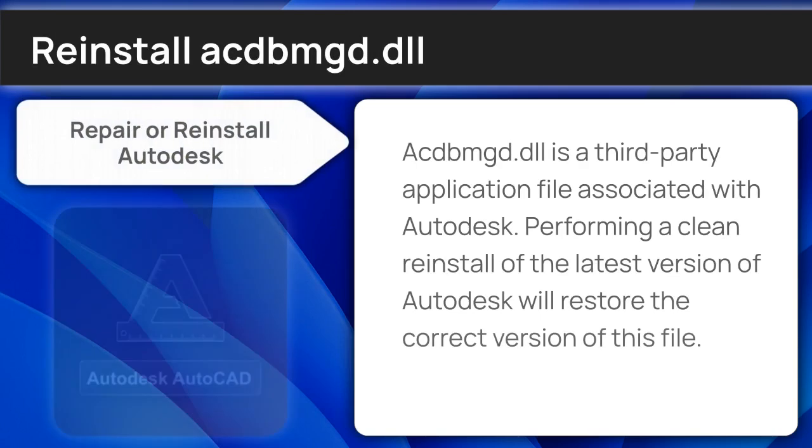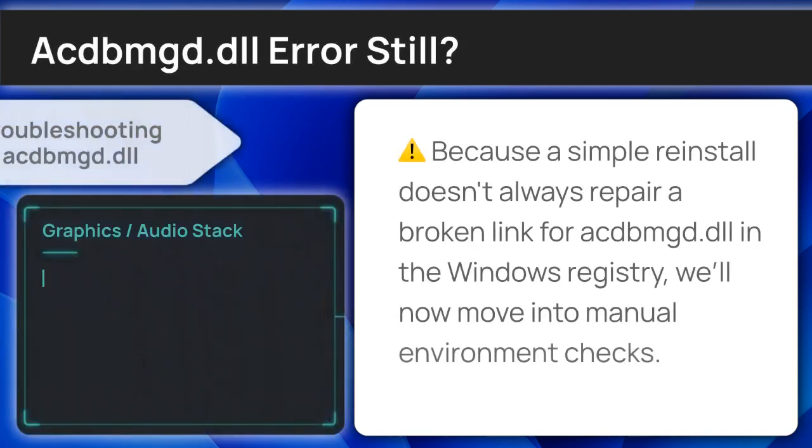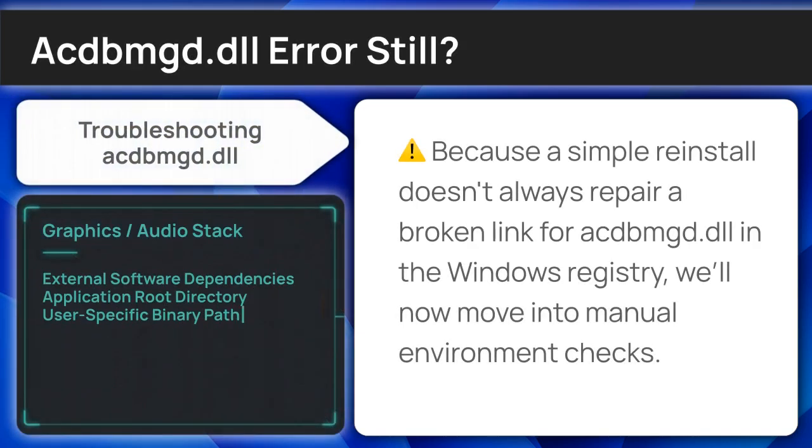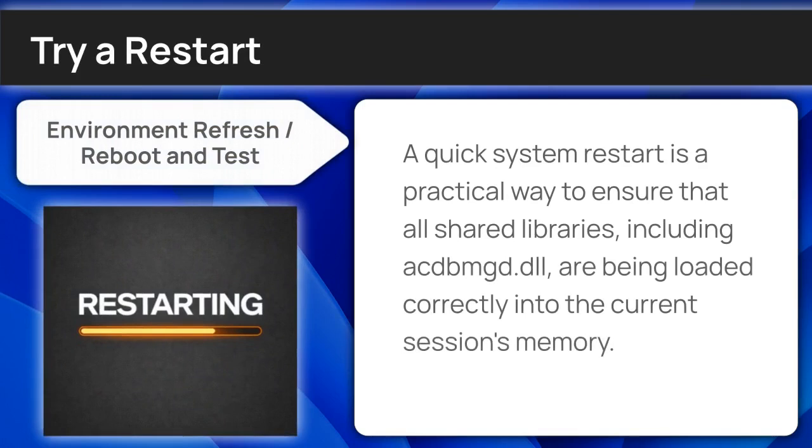Acdbmgd is a third-party application file associated with Autodesk. Performing a clean reinstall of the latest version of Autodesk will restore the correct version of this file. Should the reinstallation fall short, the next step in our protocol is to validate the integrity of your system's startup environment. A standard reboot clears out temporary memory conflicts and gives the Windows loader another chance to properly register the Acdbmgd library component during startup.